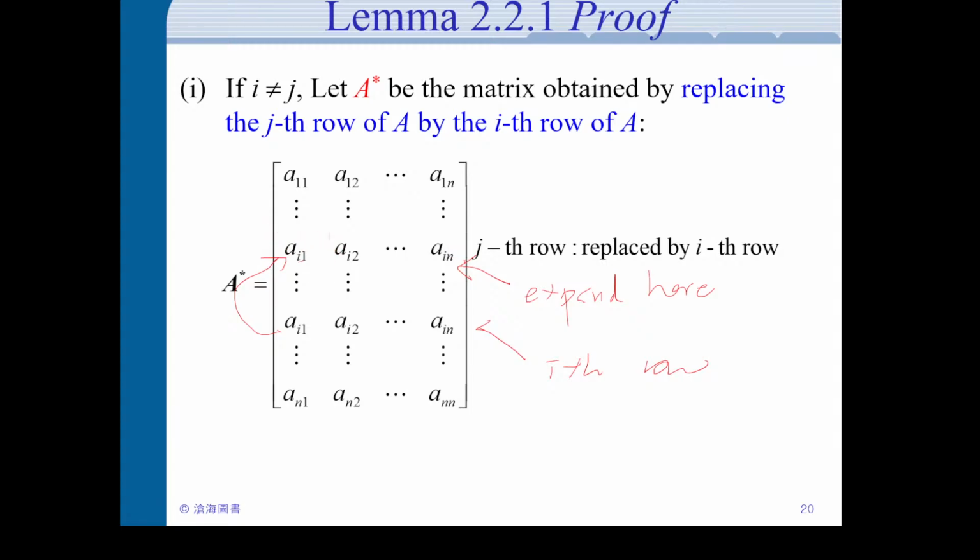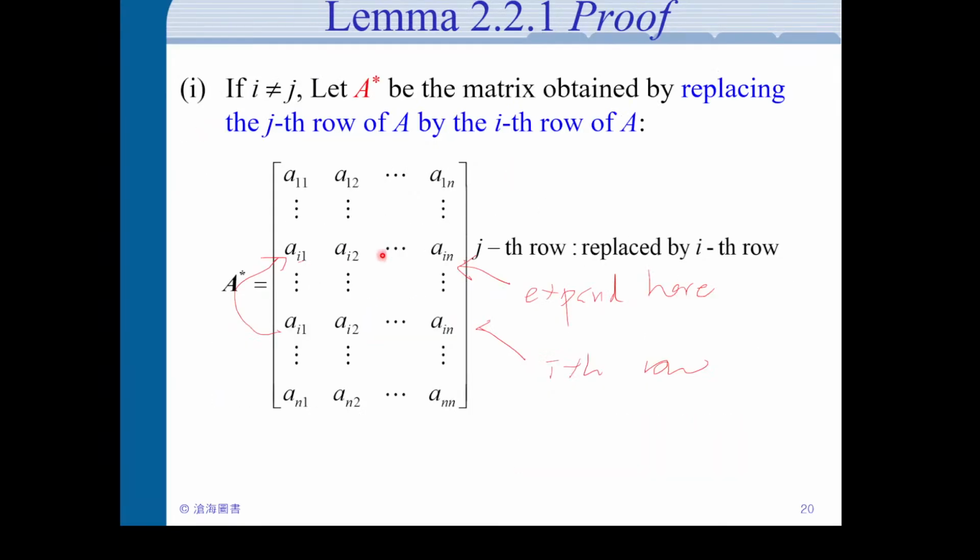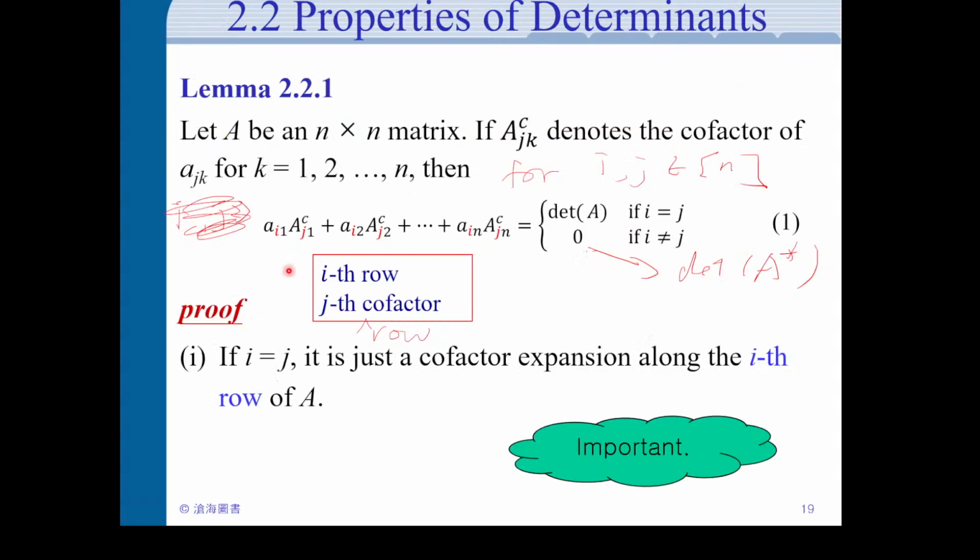So on the jth row, if it was A, then it should be just AJ1, AJ2 to AJN. But now it's A star, and A star is where you replace the jth row with the ith row. So now this is AI1, AI2 to AIN again. And now if we expand on this row, the ith row of this A star, you see that you get this expression exactly.